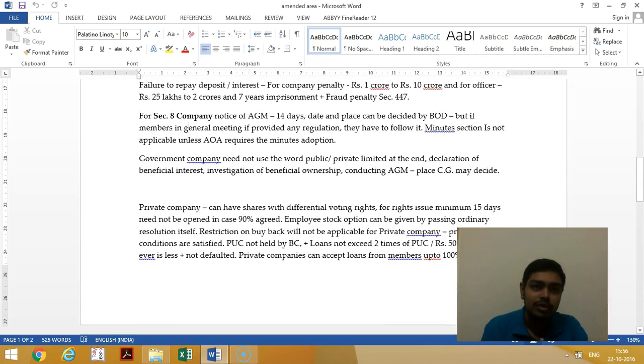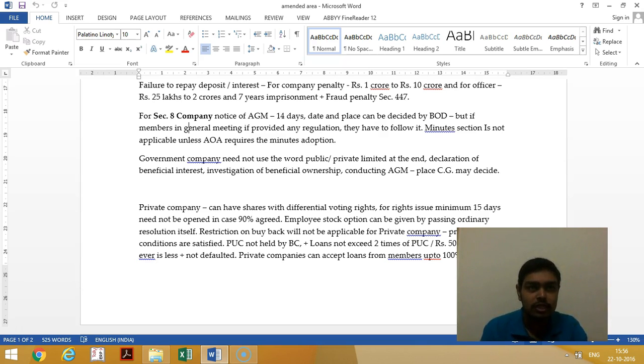For Section 8 companies, that is the company which is formed for a non-profit organization, non-profit business. First, the board can decide where they want to keep the general meeting, provided the members have not given any instruction for keeping the general meeting. Generally it has to be kept in the registered office or the town or city in which the registered office is situated. If the general meeting has given any decision, then the board has to obey it.